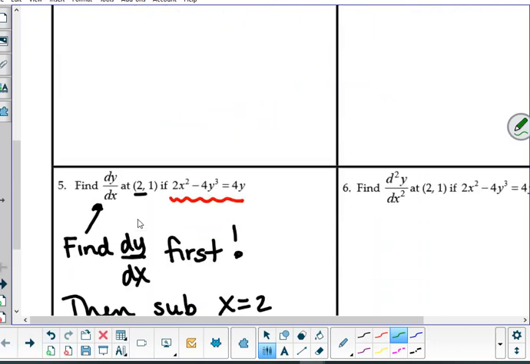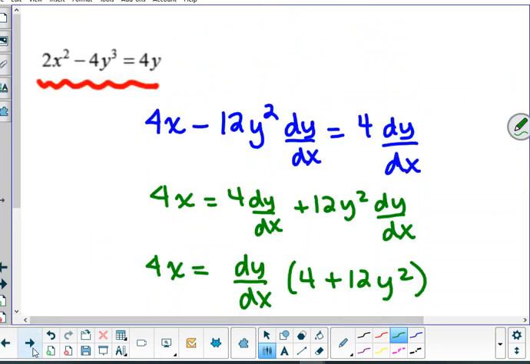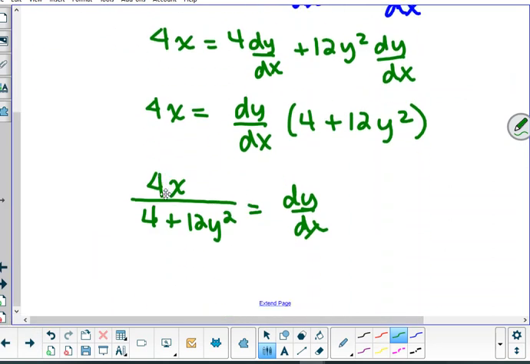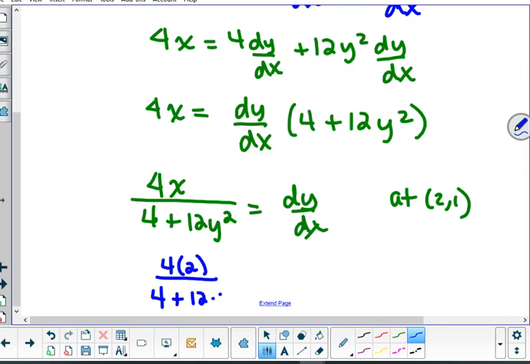And if I go back and remember, (2, 1) is our point. So at (2, 1), that will be 4 times 2 over 4 plus 12 times 1 squared. So 8 over 16, or a half.